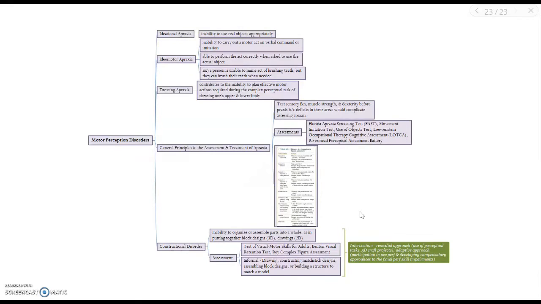Ideomotor apraxia is the inability to carry out a motor act on verbal command or imitation. So if I demonstrate how to brush my teeth, the person won't be able to repeat that demonstration of brushing their teeth. And dressing apraxia contributes to the inability to plan effective motor actions required during the complex perceptual task of dressing the upper or lower body.